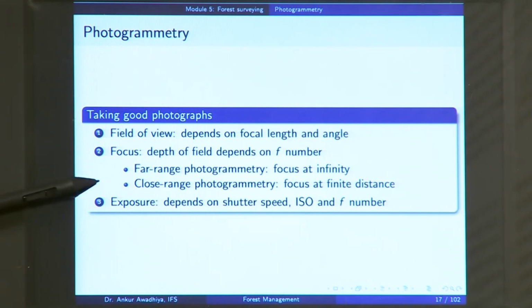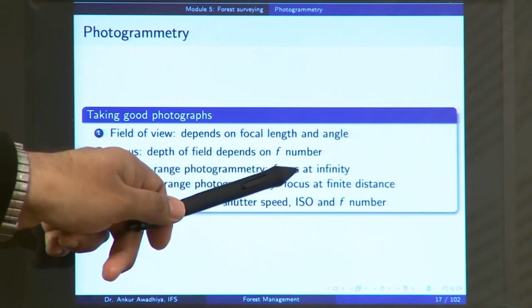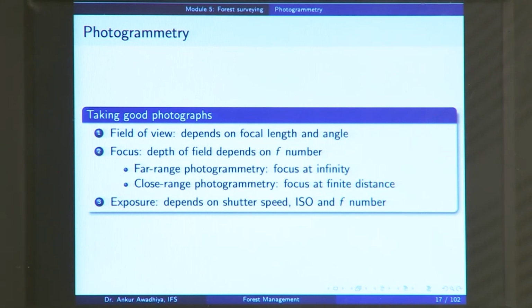And when we talk about the focus, in the case of photogrammetry we typically make use of two kinds of focus. You can make use of far range photogrammetry, where you are focusing your camera at infinity. In this case, objects that are very far from the camera will look crisp and clear, but objects that are close to the camera will probably look out of focus.